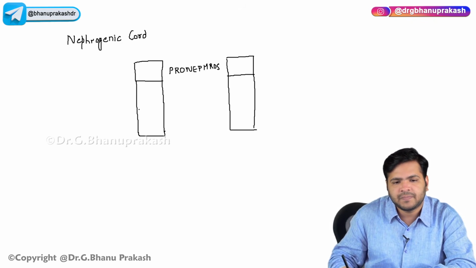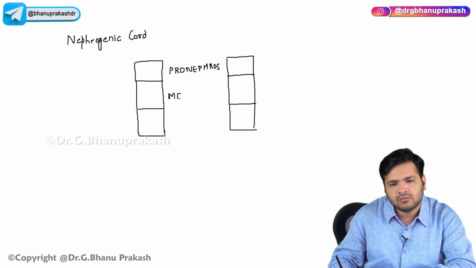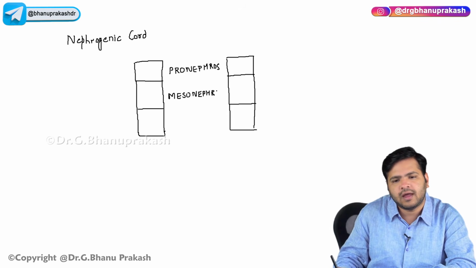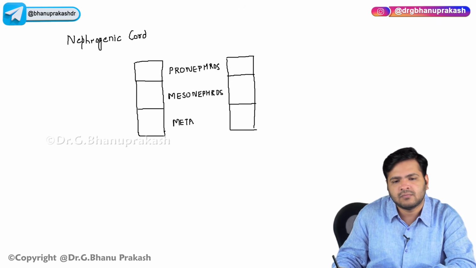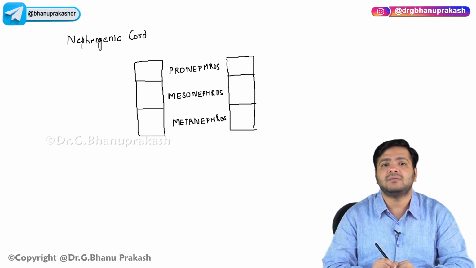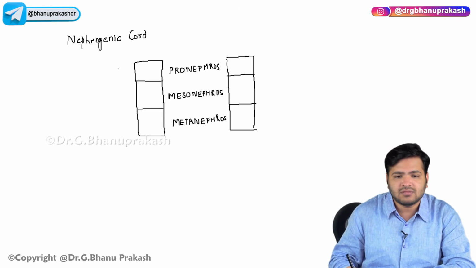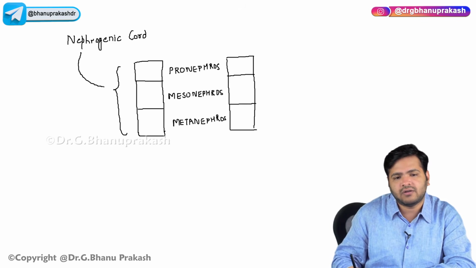The second part is called the mesonephros. And the third part is called the metanephros. So we have pronephros, mesonephros, and metanephros. These all three are the structures of this nephrogenic cord.